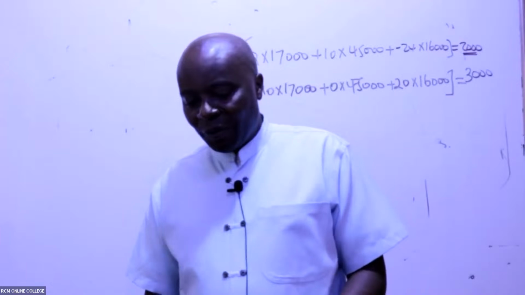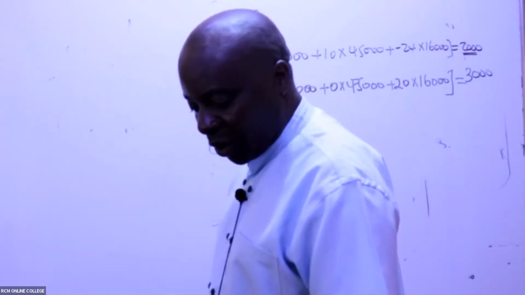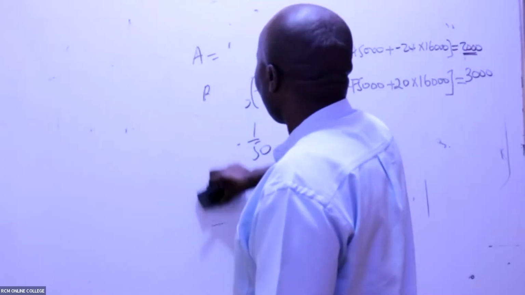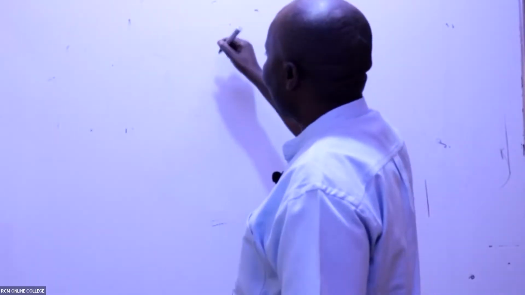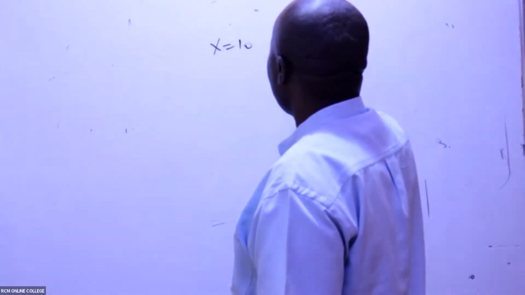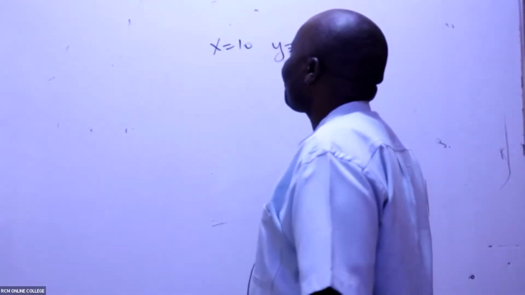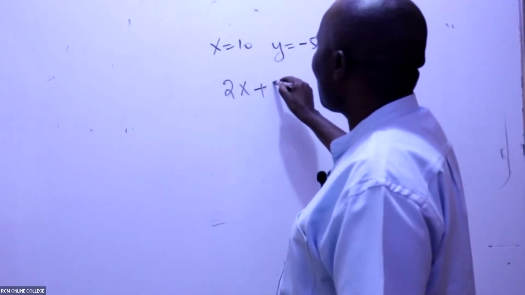With Cramer's rule, very, very easy. So if you're given a question like this, let's assume, ladies and gentlemen, we only have two variables. We have x is 10, and then we have y is maybe -5. Let's form equations. So 2x plus y.